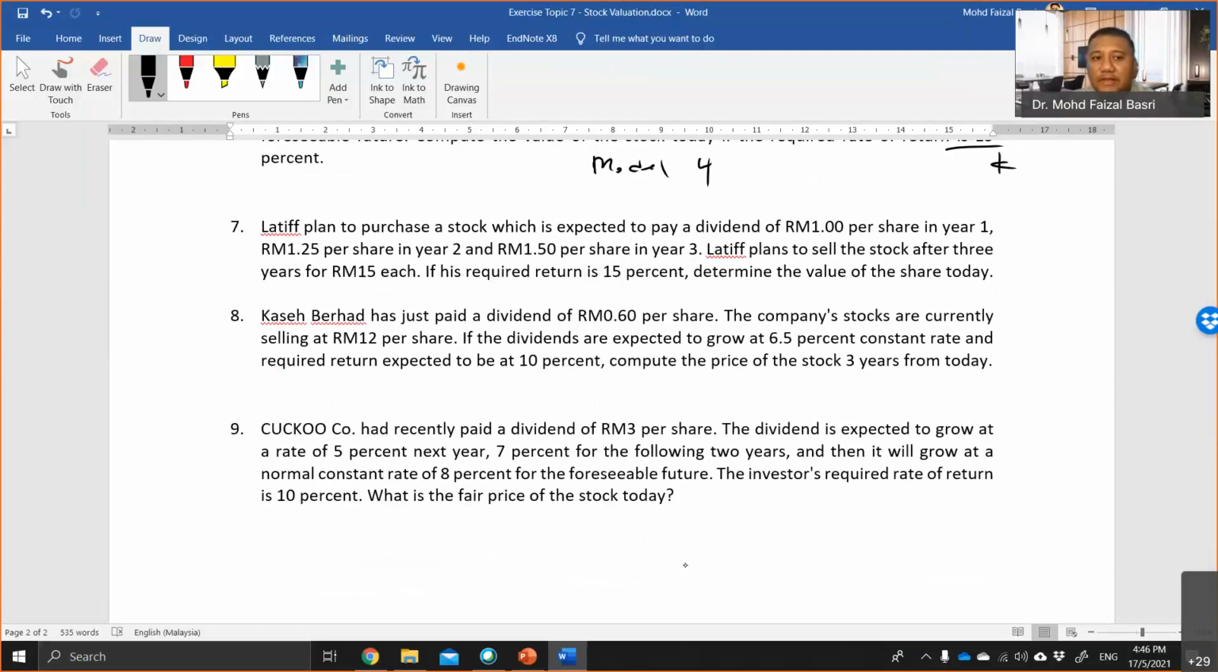Okay, this is just the last one. Question number 8. This is again just paid. So this is D0, 60 cents. The company stocks are currently selling at RM12, so this is the market price, current price, RM12. If the dividend is expected to grow at 6.5%, so this is your G, 6.5%, and your K is 10%. Compute the price of the stock 3 years from now. So the question asks you to find P3. So for P3, we know it's D4 over K minus G. Okay, you can try later.